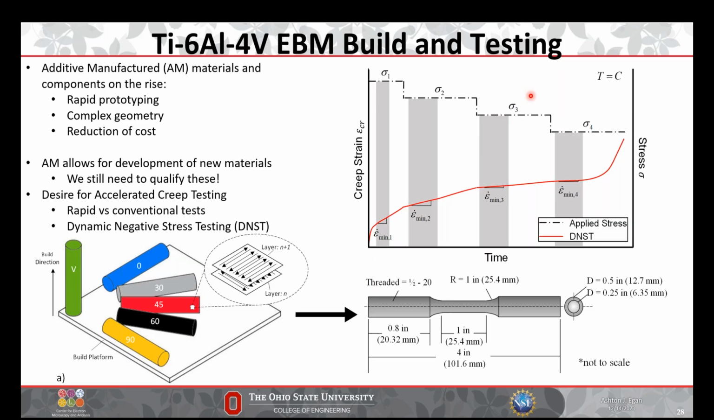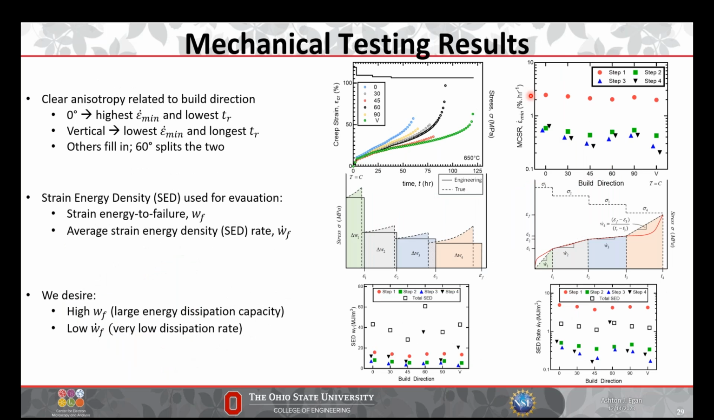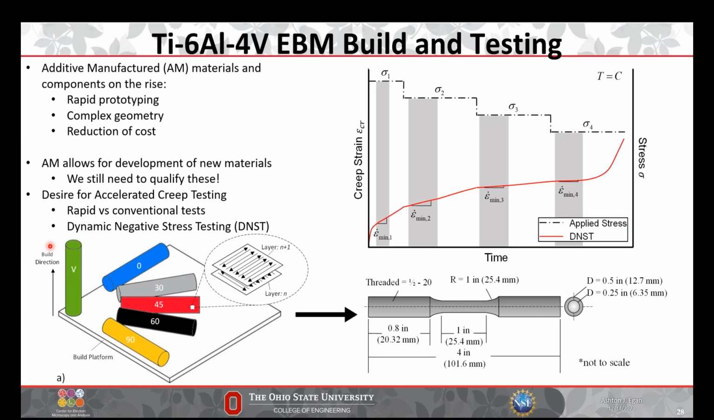Okay, and this is great. Okay, we designed a test that takes less time. Now what? So now we can test all of these different build directions, and I might not have mentioned this before, so let me quickly go over that. So many of these additively manufactured parts have some sort of anisotropy in the way the grains are oriented.